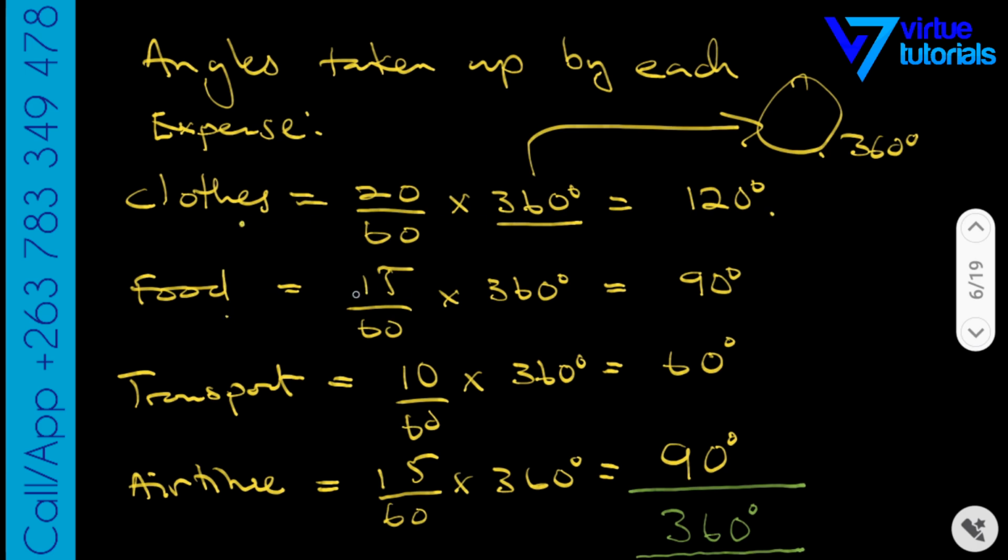For food, it was $15. So 15 over 60 times 360 gives you 90 degrees. For transport, it was 10 over 60 times 360, giving you 60 degrees. And then for airtime, it's 15 over 60 times 360, giving you 90 degrees. Now, I can double check to see if this adds up to 360. It's important for you to know whether there's an error somewhere. So if it adds up to 360, it's okay. The next thing will be drawing the pie chart.